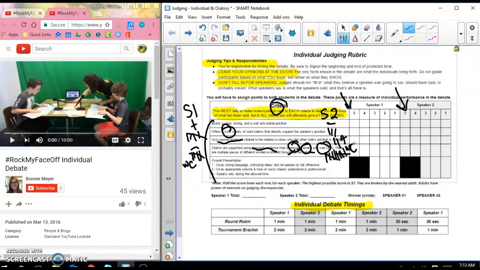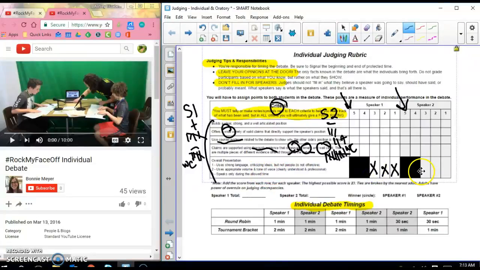Okay. Last but not least, there's an overall presentation rating where you look at whether, overall, they used strong language and criticized ideas but not people. Again, that's going to be a rating, but over here you'll notice that there are only 3 boxes for this rating. So this one you think of as one at a time. Did they use strong language, criticize ideas, not people? Yeah, they did that really well. Did they use appropriate volume and tone of voice? Yeah, they did that really well. Did they speak only during their allotted time? Yeah, they did really well.